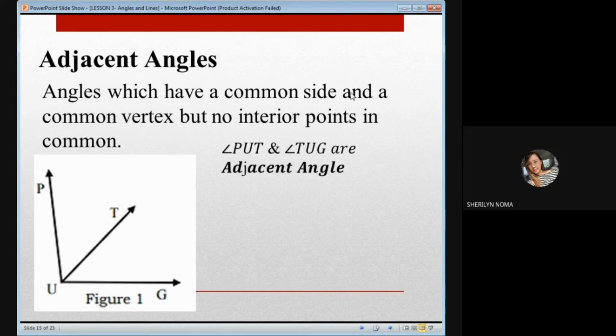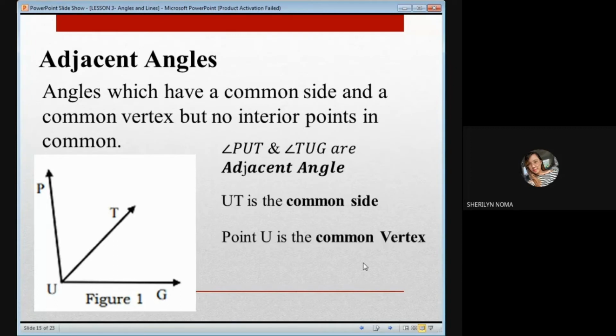Okay po? So, look at angle PUT and angle TUG. Those are adjacent angles, basta meron silang common side. So, what is the common side of angle PUT and angle TUG? Ray UT is the common side. And then, the vertex is point U. So, common vertex nila. Kapag pinaghiwalay nyo sila, dalawang angle yan: angle PUT and angle TUG.